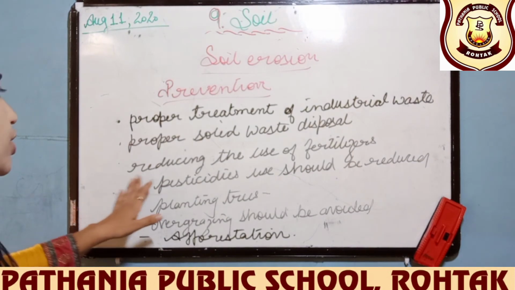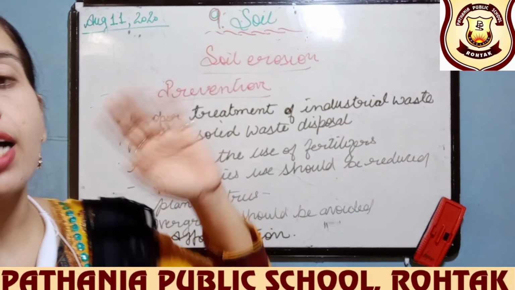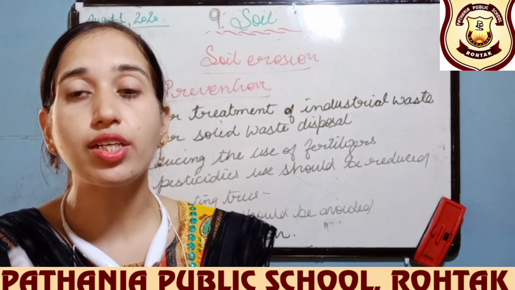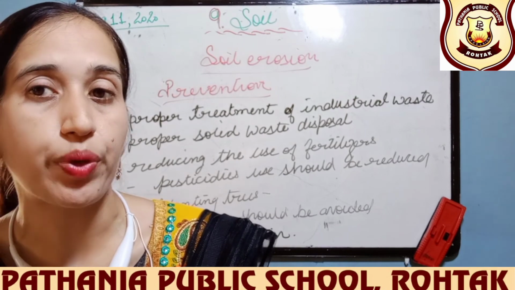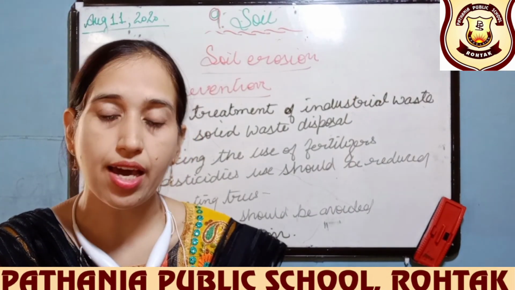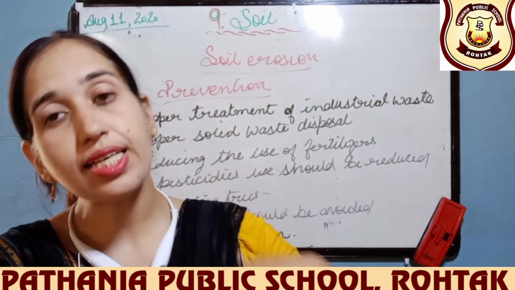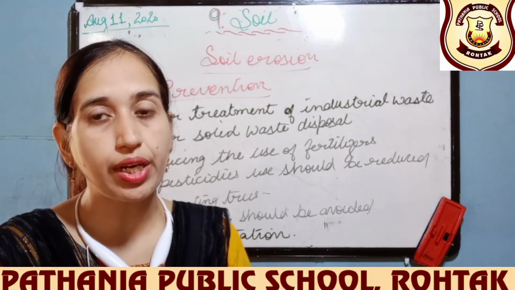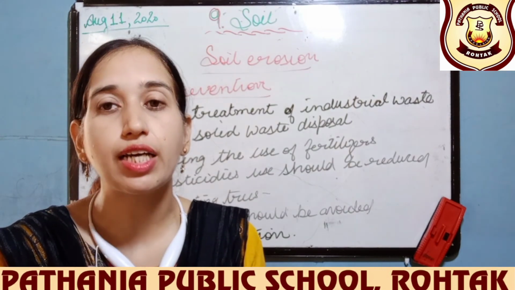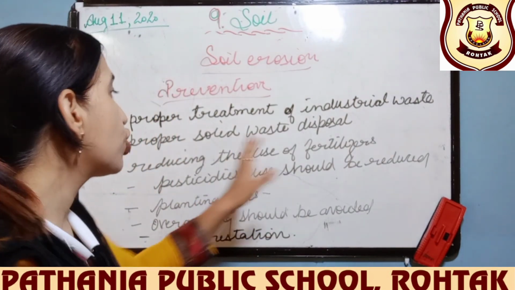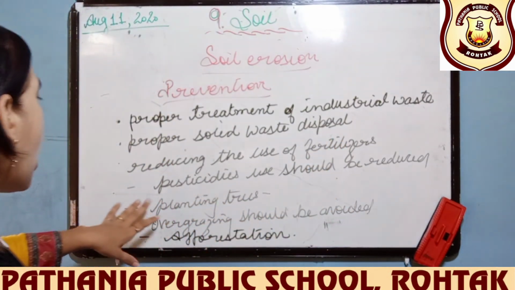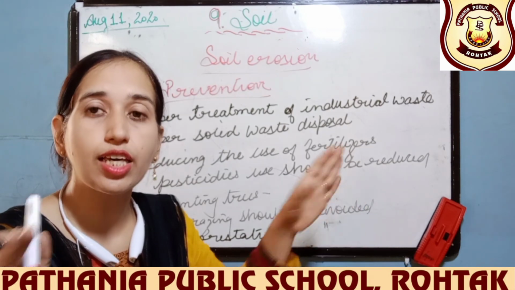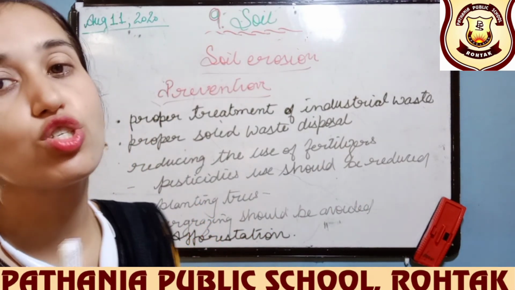Fertility: reduce the use of fertilizers. If we regularly use acidic fertilizers, definitely they increase the acidic property and will reduce the fertility. If we regularly use base fertilizers, again it will increase the basic property and the fertility will be lost. So we should avoid fertilizers, and pesticides should be reduced. We should not use pesticides, as they are harmful for the soil.